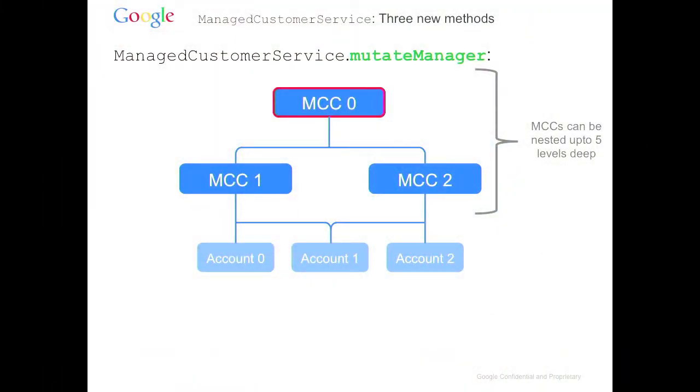One caveat to mutateManager is that MCCs can only be nested 5 levels deep. So if you try to move too many MCCs too deeply, you run into problems. This is also a caveat for invite MCC, for example. If you're inviting an MCC that already has a fairly deep hierarchy, it might not be able to go under one of your very bottommost leaf nodes.